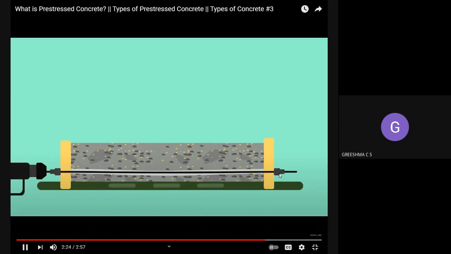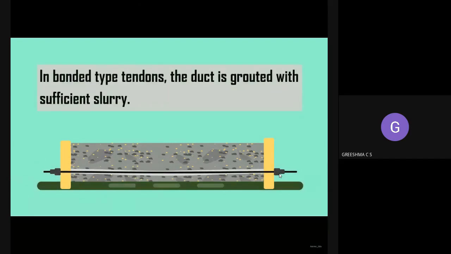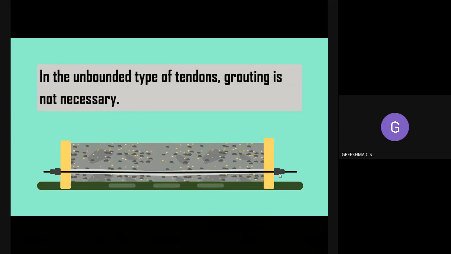Now tensile force is applied. You have the machinery so that the tendons will be stretched. If you are stretching, tensile force is applied. So tensile force is applied over these tendons.